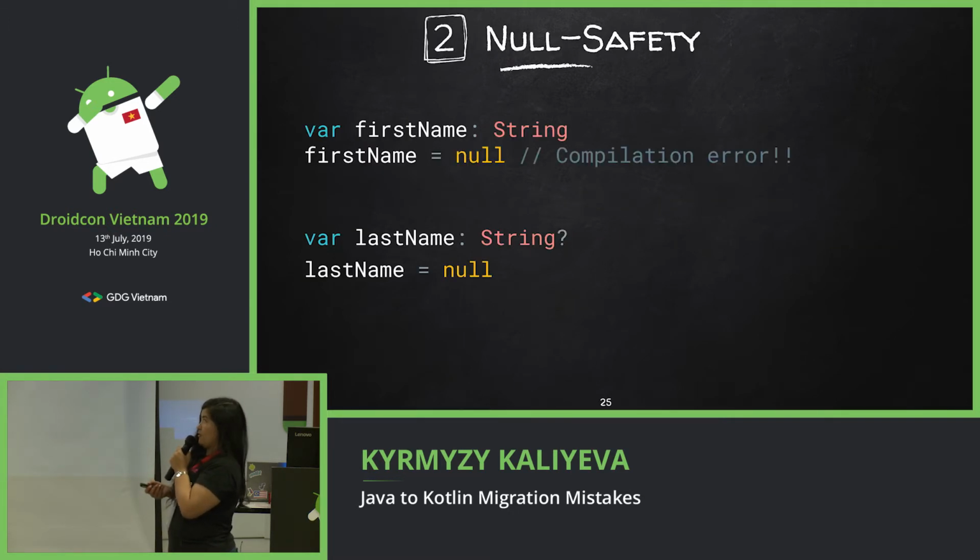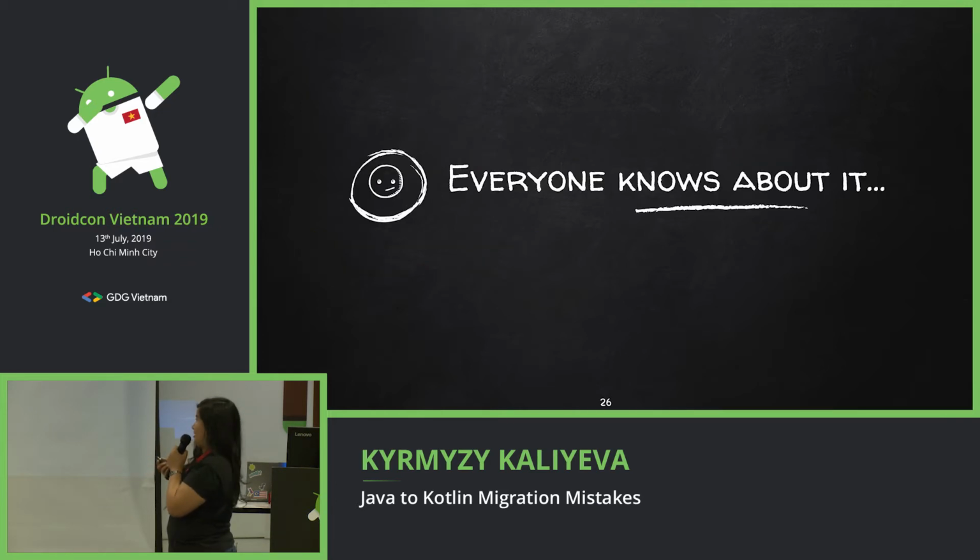And that one was the first mistake or difficulty I had. Null safety is my second. And everyone knows here that in Kotlin, we have this question mark, and then the variable can be null or cannot be null. Everyone who is trying to learn Kotlin knows about it.